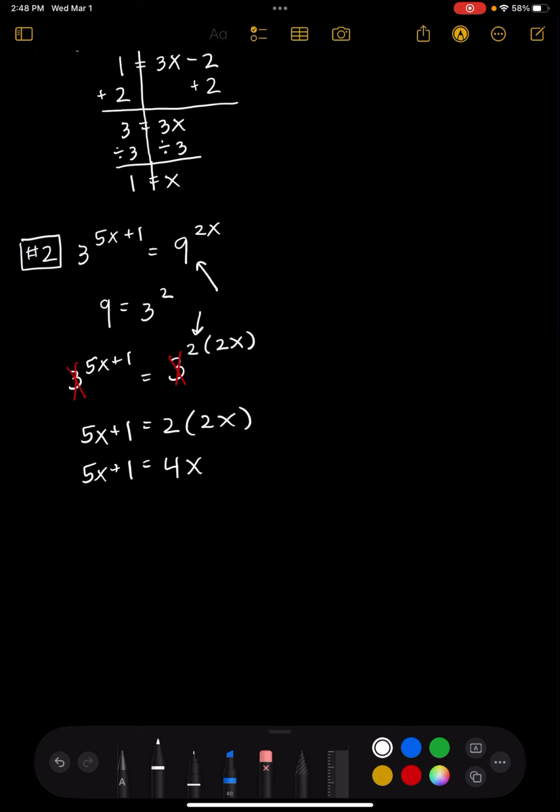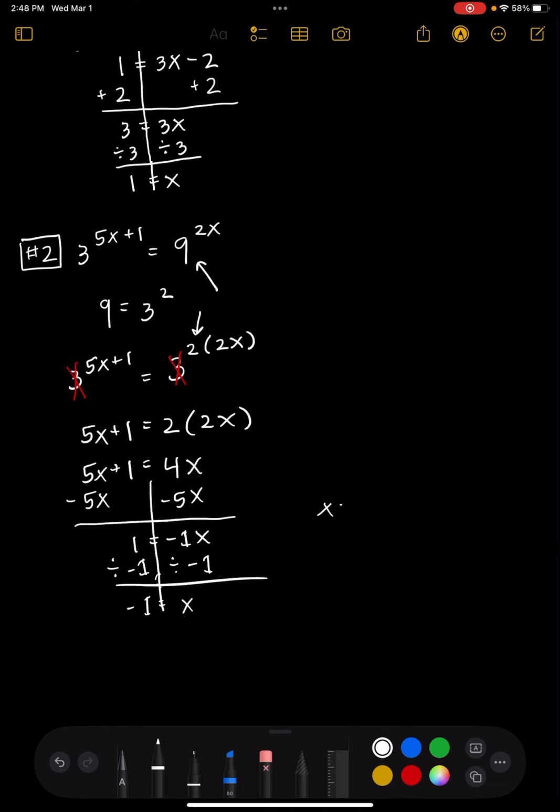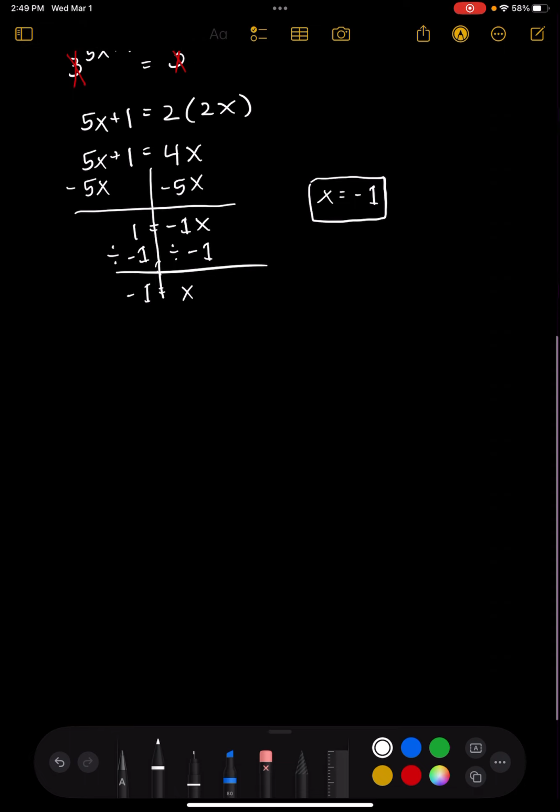So then let's solve for x. I want to get the x's together first, so I'm going to subtract 5x from each side. I'd get 1 is equal to negative 1x. Then to get x by itself, I divide by negative 1. And I end up with negative 1 is equal to x. So x is equal to negative 1 is my answer. Once again, you could potentially double check that by plugging it into the original equation.